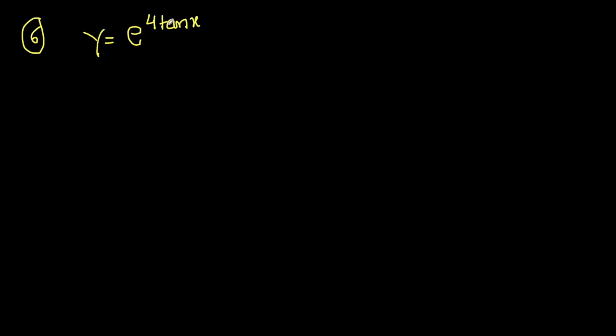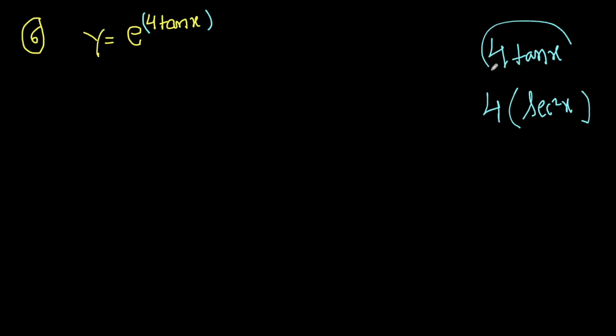e to the power 4 tan x. I will use a bracket here, and separately I will find the differentiation of 4 tan x. We don't have to do anything with the 4, and the differentiation of tan x is sec squared x. So I know the differentiation of this is this. Now let's come to the question.